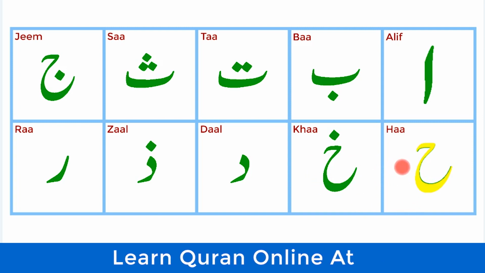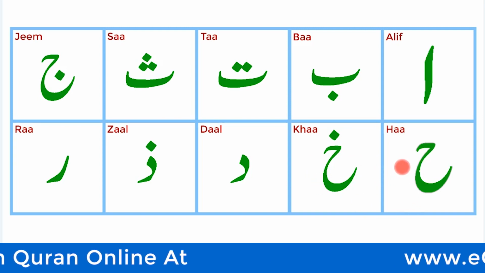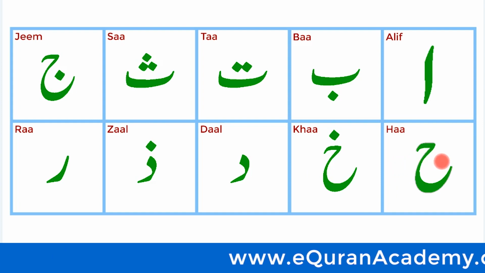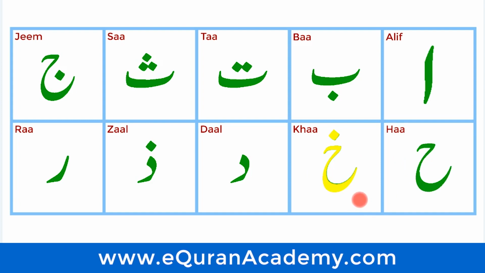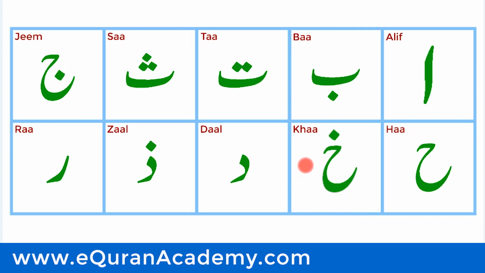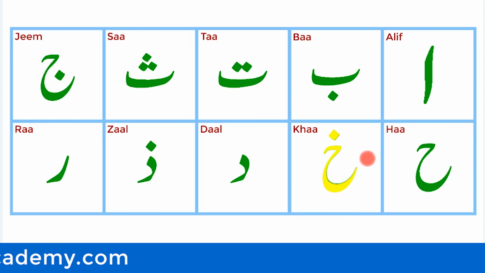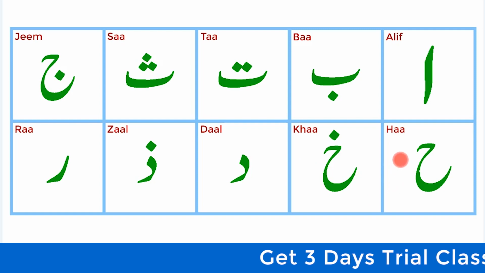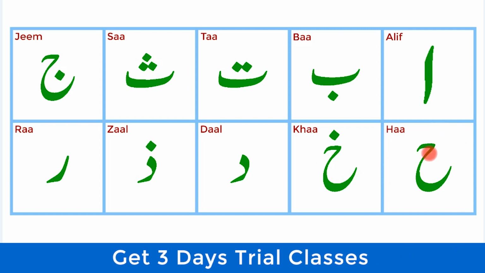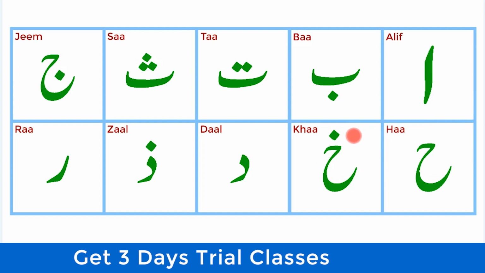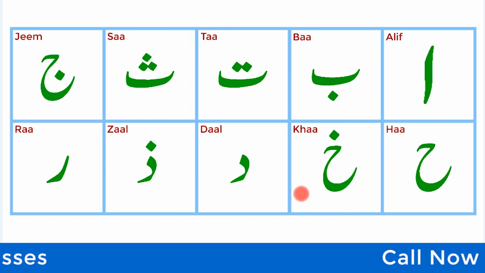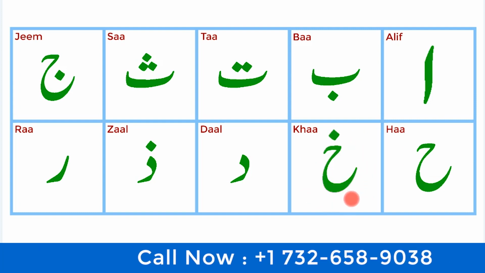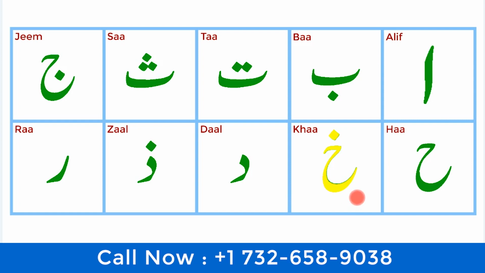This is Ha with clear sound. This is Ha. Please read after me. Ha has no dot on it and Ha has one dot on top. Please remember. Please read after me.